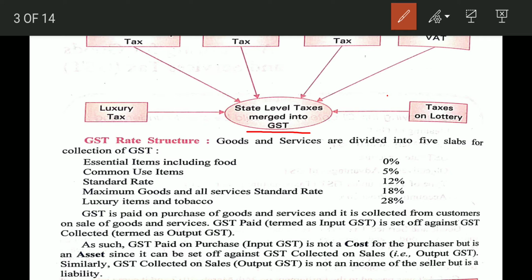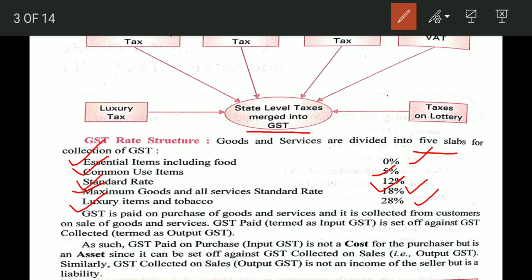GST rate structure. Now the goods and services are divided into 5 slabs. For essential items including food, there is 0% GST to be charged. For common use items, 5%. For standard rate, 12%. For maximum goods and all services, standard rate 18%. For luxury items and tobacco, 28%. So these are the different slabs, or the goods and services are divided into 5 slabs for the collection of taxes. So whichever group the commodity belongs to, the tax rate will be charged accordingly.